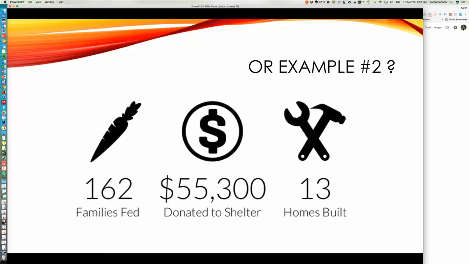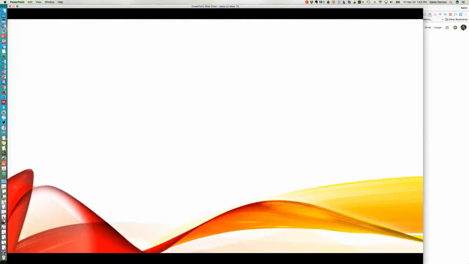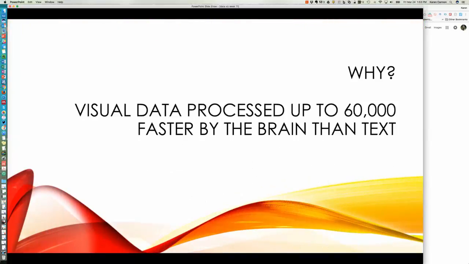Here's the second example of presenting the same information in a pictorial format. So which one is easier to understand, quicker for you to understand? Okay, it's probably example number 2. And the reason for that, and this is from your textbook, is that visual data is processed up to 60,000 times faster by the human brain than text alone or text at all.